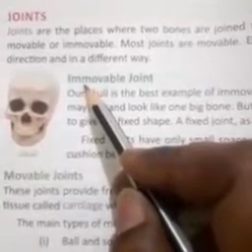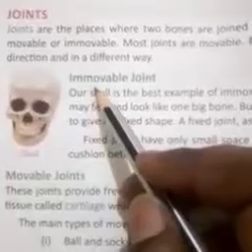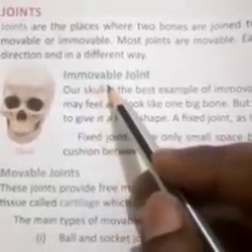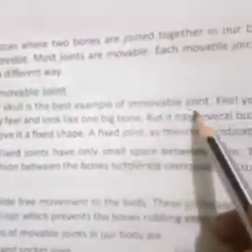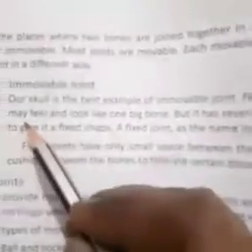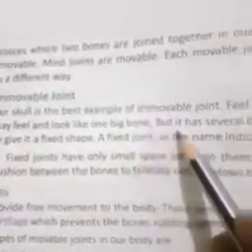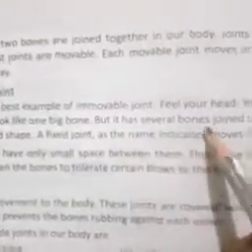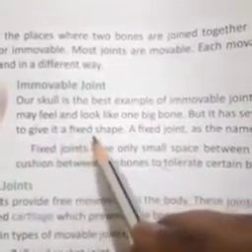Immovable joint. Joints that do not allow movement, or allow only very slight movement, are called immovable joints. Our skull is the best example of an immovable joint. Feel your head. Your skull may feel and look like one big bone, but it has several bones joined together to give it a shape.